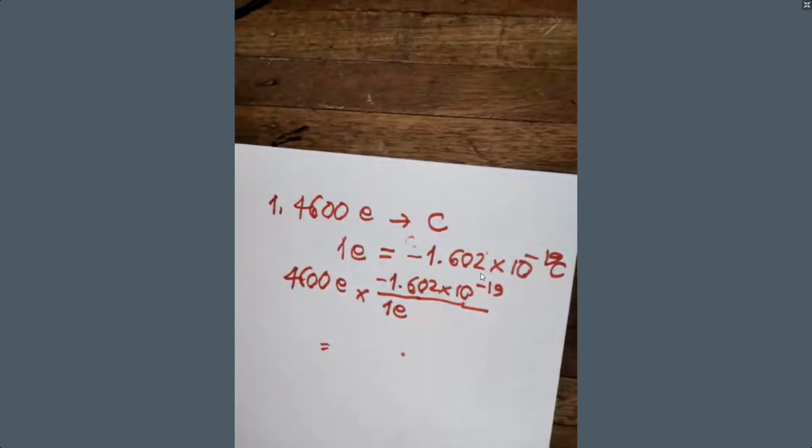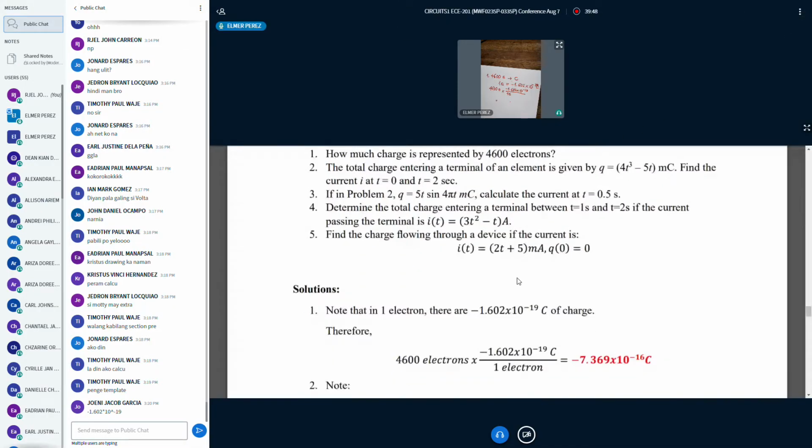So, the answer will be, may calculator kayo, so papakita na lang natin. So the answer is negative 7.369 times 10 raised to negative 16.